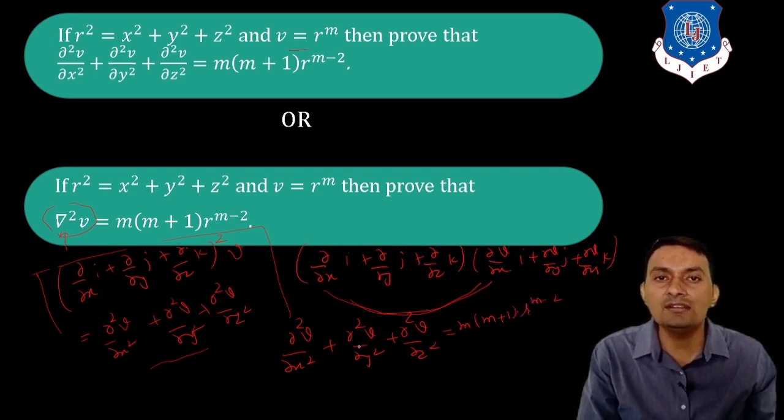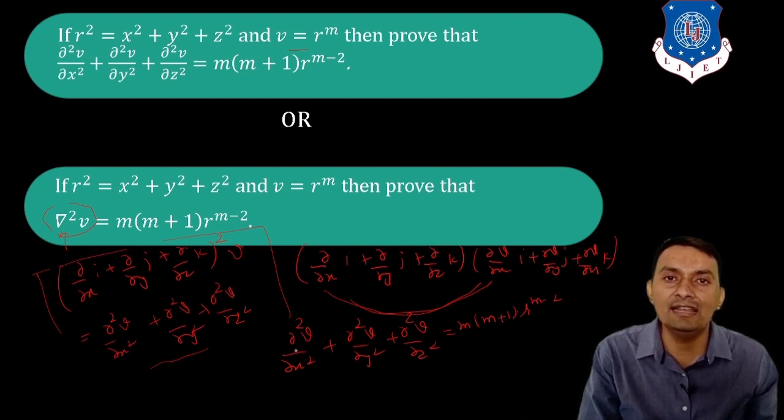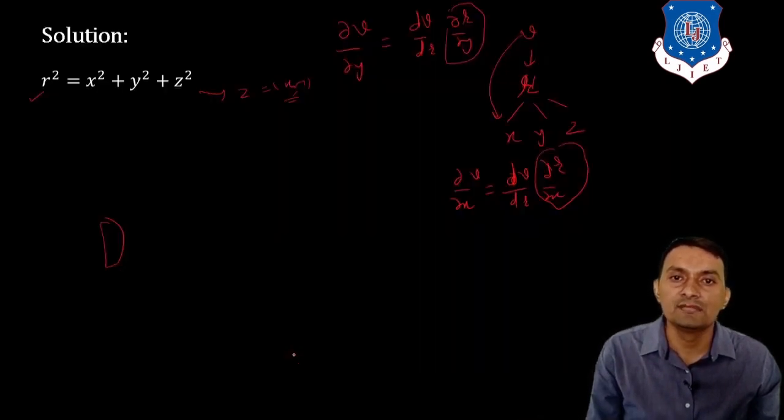And for that, what do I have to determine? Initially, I first have to start with del v by del x, and then I have to find del v by del y and del v by del z. After that, I will take their derivatives twice. That means del square v divided by del x square, del square v divided by del y square, and del square v divided by del z square. After that, we will add them, and finally we will get the answer. But before that, let us start with r square is equal to x square plus y square plus z square.